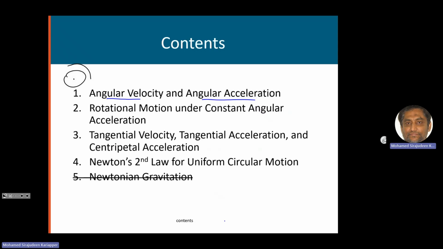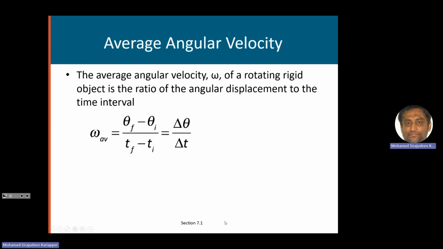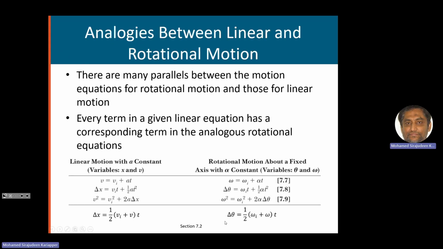Then we went on to look at what happens when the angular acceleration is constant. So we said we can use similar equations like we have for chapter 2. When the acceleration is constant, we can use these equations of kinematics, and we will have similar equations for rotational motion. All that happens is x becomes replaced by theta.